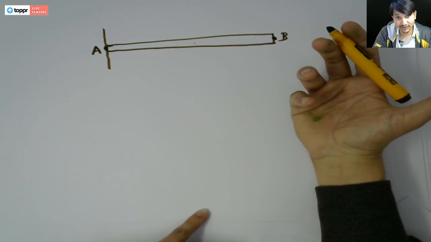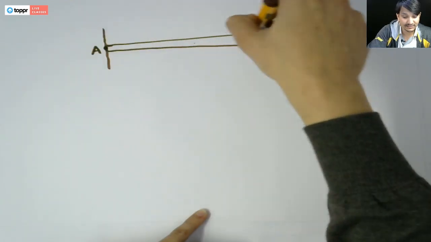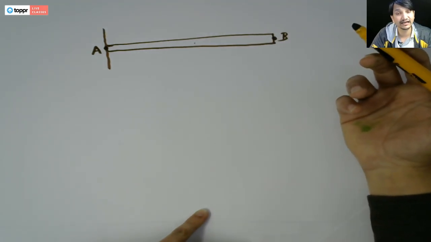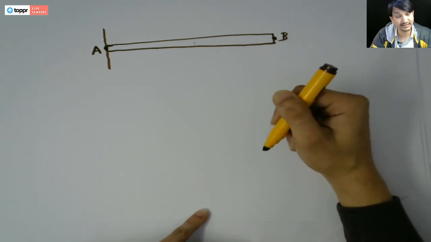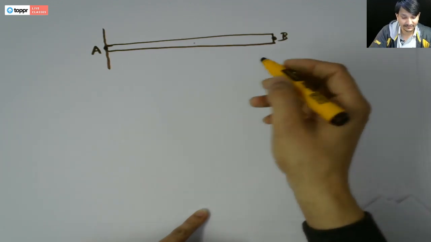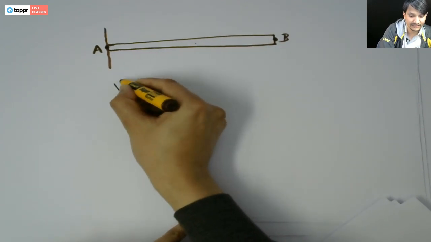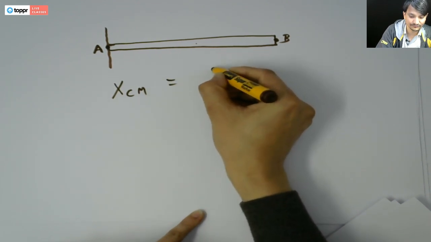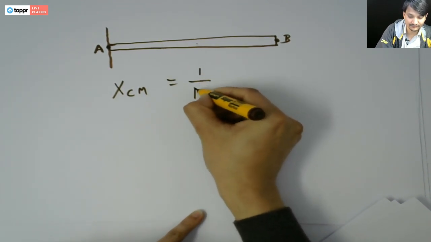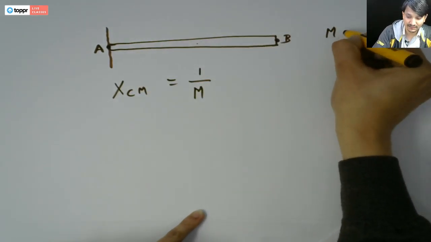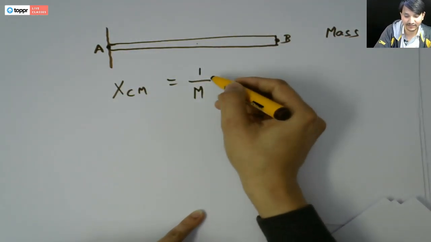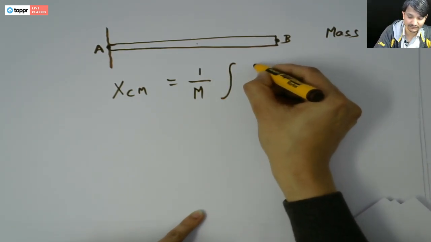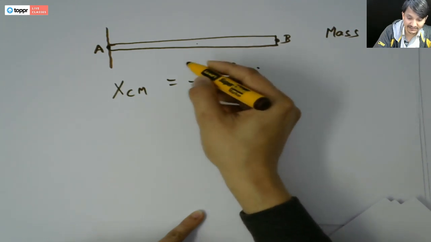obviously the x coordinate, because this whole object has no other dimension. It doesn't have a y coordinate, and it doesn't have a z coordinate. So we can say xcm is equal to 1 by m, and what is m? Mass of this rod, this very thin rod, into integral of x dm.